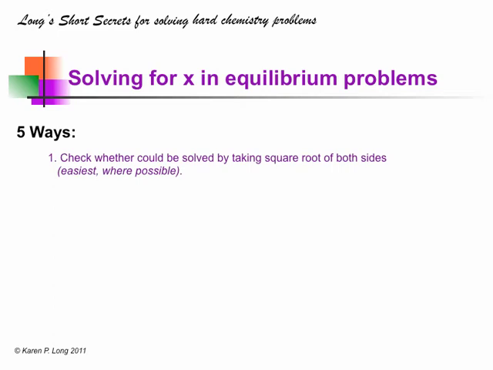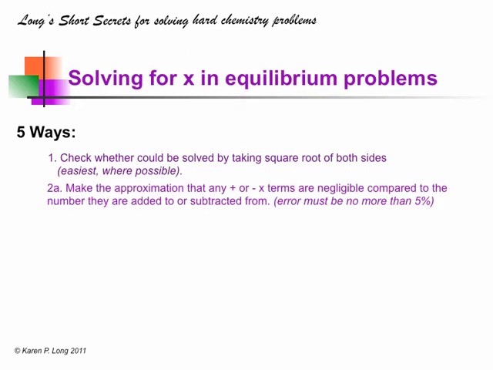One is, we'll check first whether it could be solved by taking the square root of both sides. This, of course, would be the easiest, but it won't always work. Second, we could make the approximation that any plus or minus terms are negligible compared to the number they're added to or subtracted from.